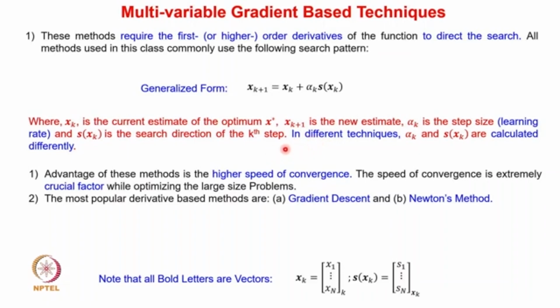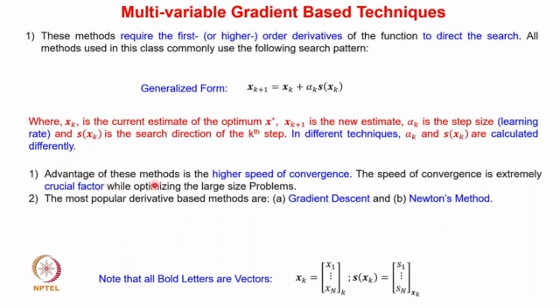This is the generalized form, but if you look at the different methods used in multivariable gradient based optimization, the only difference between them is in how they use alpha k and s x k. In some methods you will see that alpha k is used as 1. In some methods s x k is based on the first order derivative. In some methods s x k is based on the second order derivative. So alpha k and s x k are calculated differently in different methods.